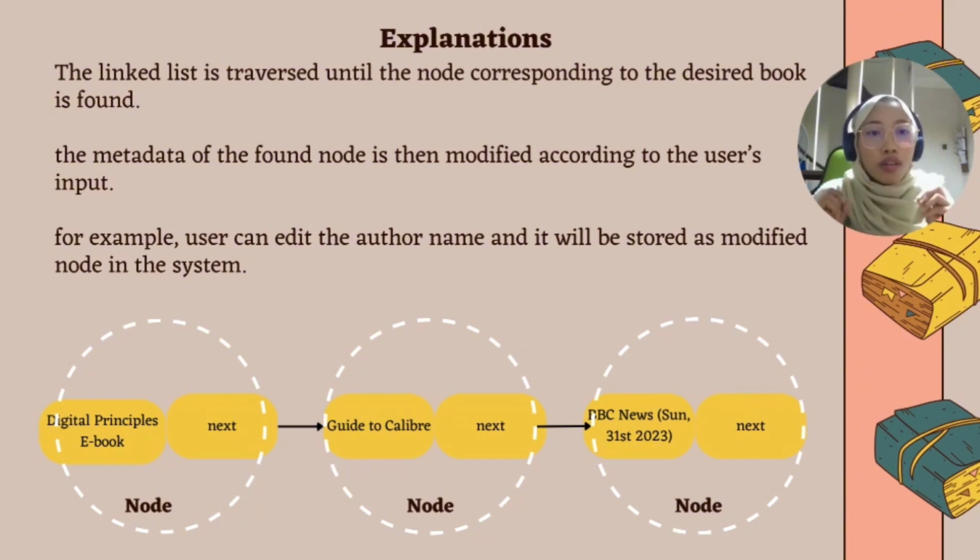In this Guide to Calibre, you want to edit the metadata. In this case, you want to change the title, to Quick Start Guide, for example. You change the title of Guide to Calibre to Quick Start Guide. The changes that you make will be a modified node in the system.